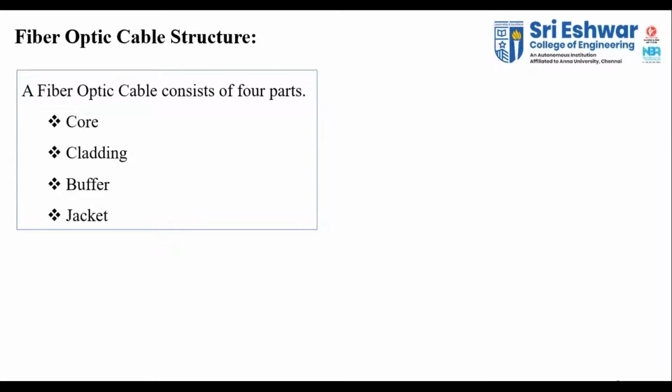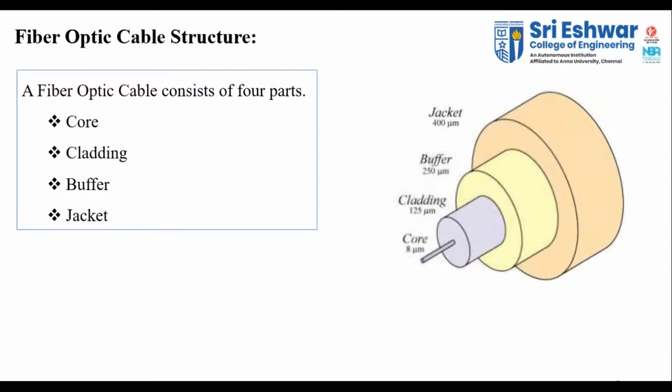So core, cladding, buffer, and jacket. Okay. Hereafter we will go for the next modes of optical fiber and the waveguide, and in each and every one the 2 words are important, core and cladding. So you have to understand what is core and what is cladding. Okay.